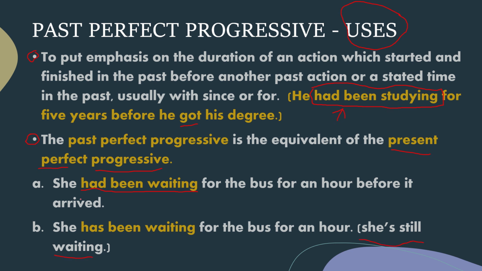Let's go back to the first one. She had been waiting for the bus for an hour before it arrived. So the bus already arrived, and she's no longer waiting. She's not waiting anymore, but she had been waiting for an hour. So here it's putting emphasis on the time that she was waiting. Here, she has been waiting for the bus for an hour. She's still waiting. And so here we are putting emphasis on the duration of time that she is waiting.